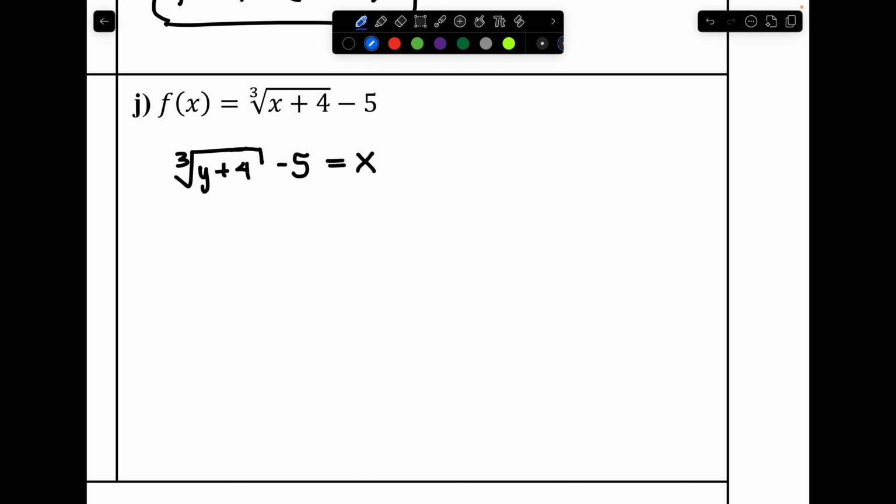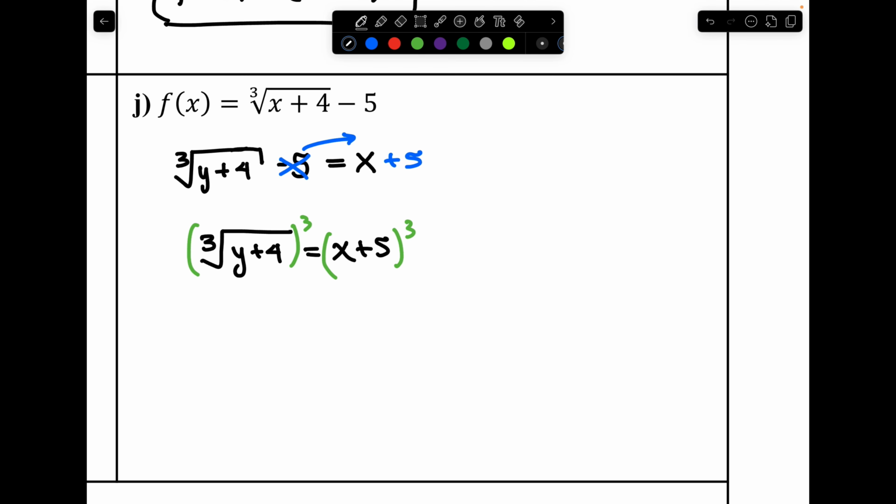So again, like always, the first step is to get rid of any of these vertical translations. So the minus 5 will be changed to plus 5. And we have the cube root of y plus 4 equals x plus 5. And because the root is 3, it's a cube root, the appropriate power here would be the third power.